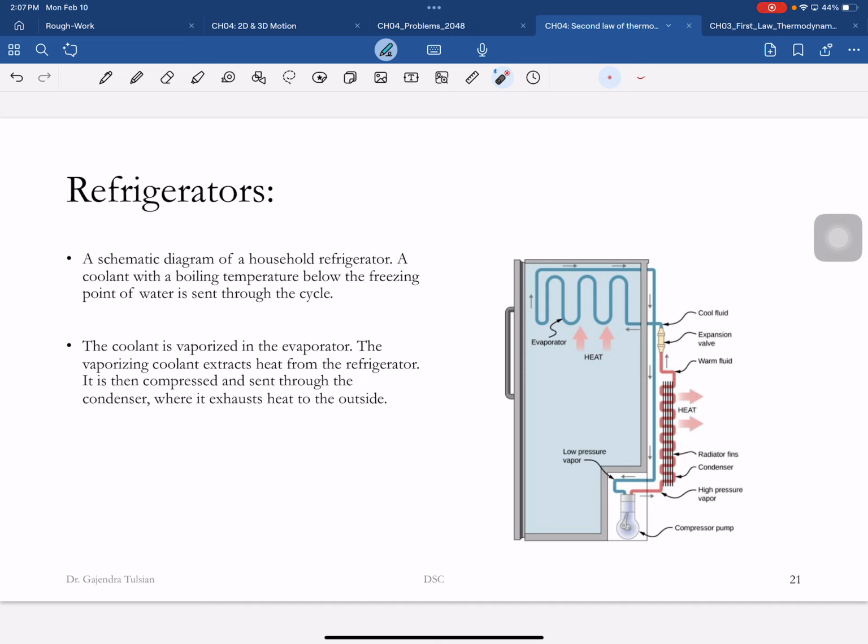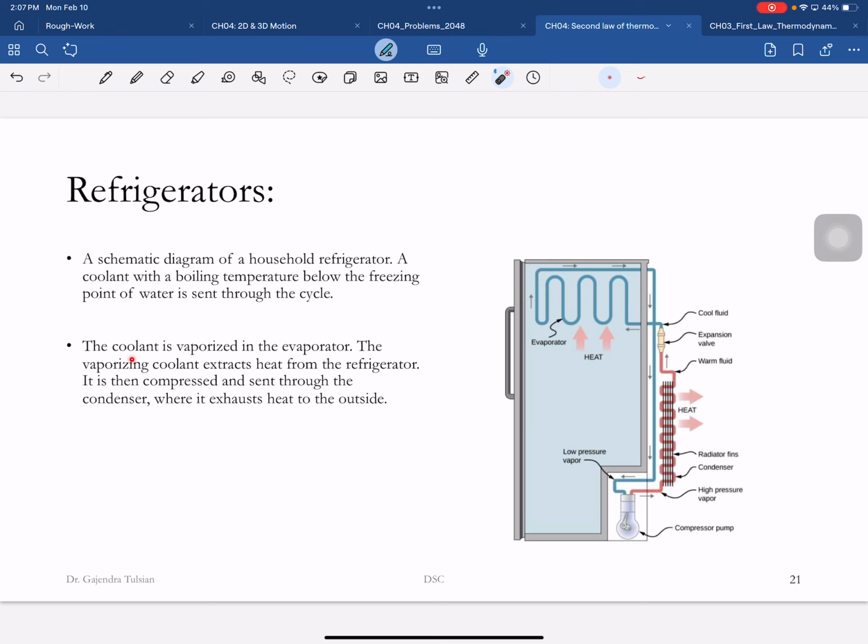So here the evaporator, all this is in a closed cycle. When the liquid evaporates, it absorbs heat, it comes out, and then it is compressed again, high pressure vapor, compressor. Anyway, you convert back into liquid, and then the heat is dumped out.